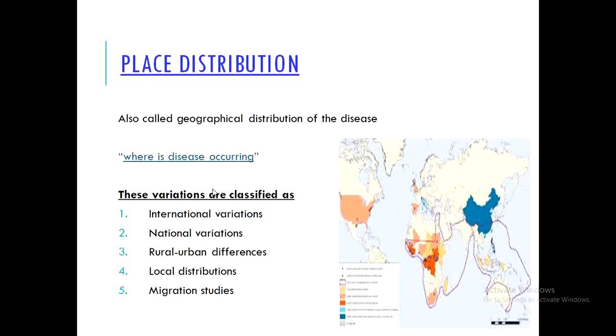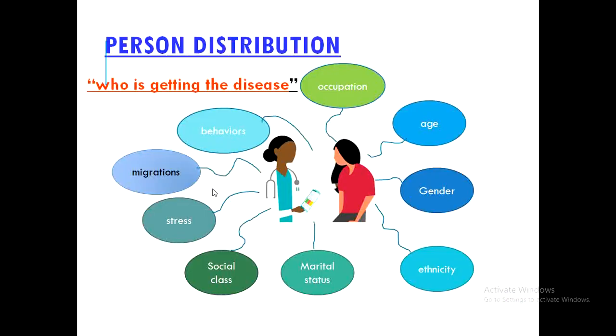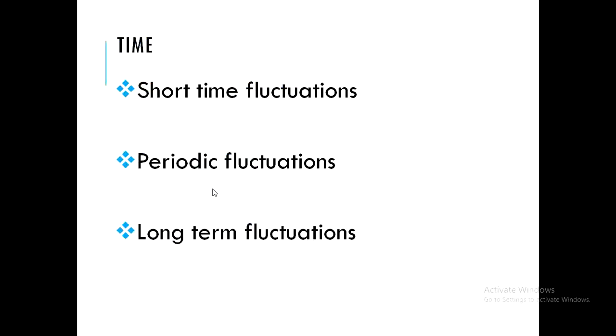We have already gone through the place distribution, which is studied under the cross-sectional surveys, in which we discussed multiple types of variations which occur in different places. We have gone through the person distribution and different factors which affect the pattern of disease in a person and how they affect the disease etiology. So today we are going to discuss the time distribution.